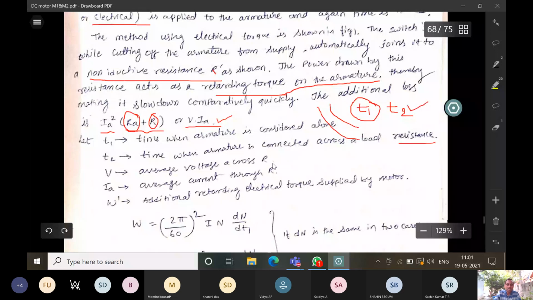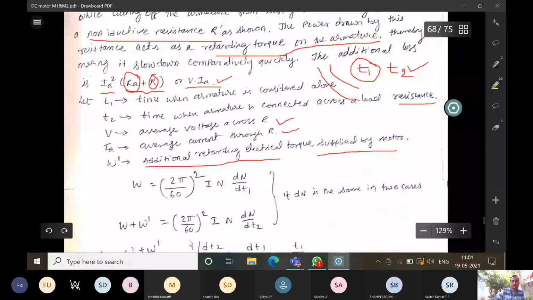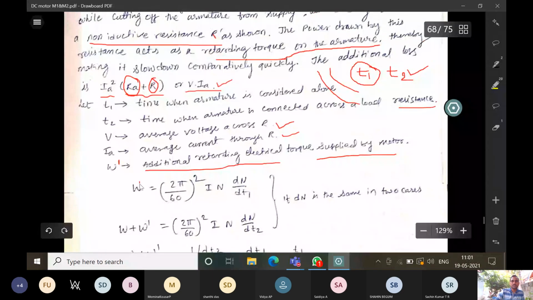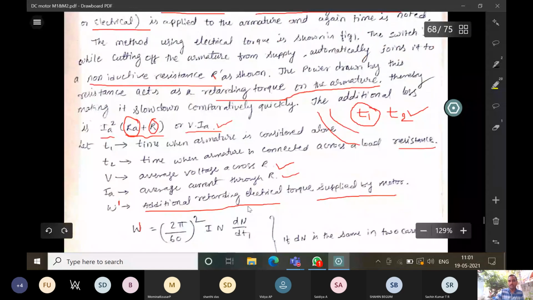V is the average voltage across R, and Ia is the average current through R, and W dash is the additional retarding electrical torque, because you inserted the resistance, that is supplied to the motor. So now write the expression for this. The general expression is W equal to (2 pi by 60) whole square into I n into dn by dt1.